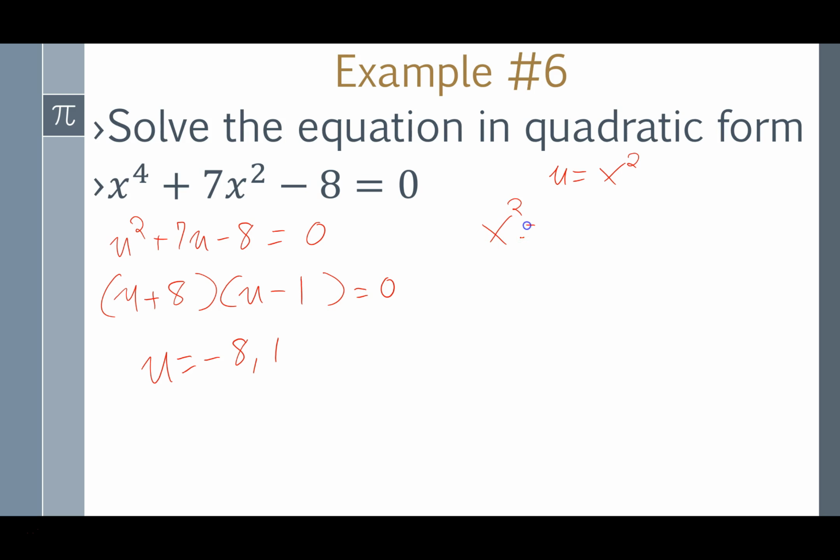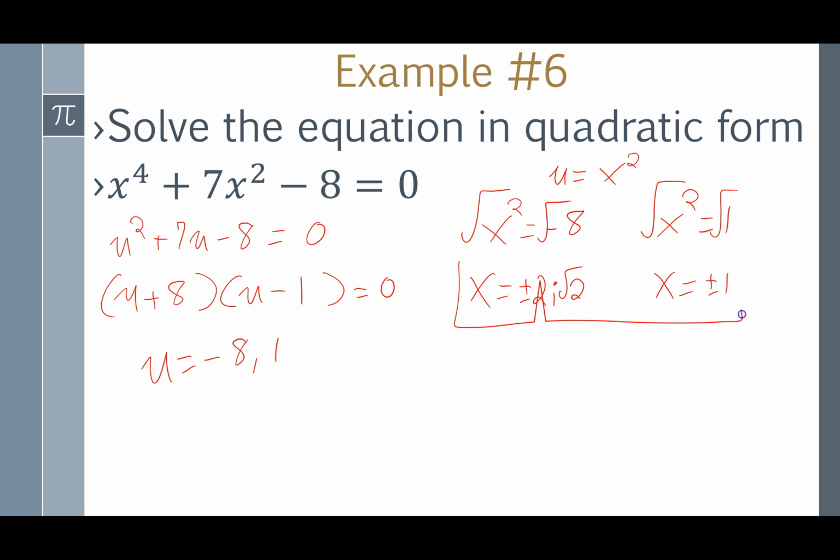So if we say x squared equals negative 8 and x squared equals 1, we can solve those two equations. First one will be plus or minus 2i square root of 2 when you simplify the square root of 8. The other one is just plus or minus 1. Square root of 1 is 1.